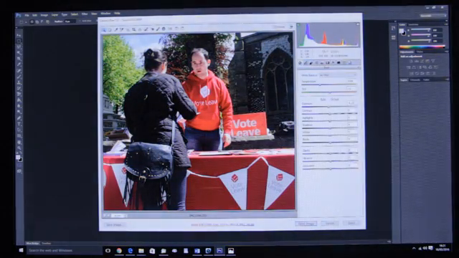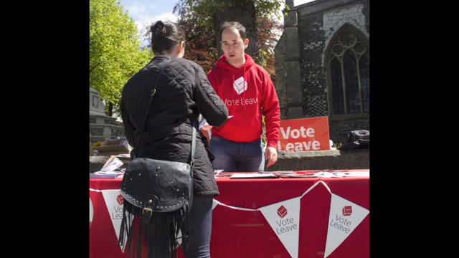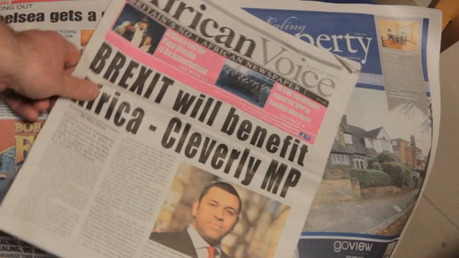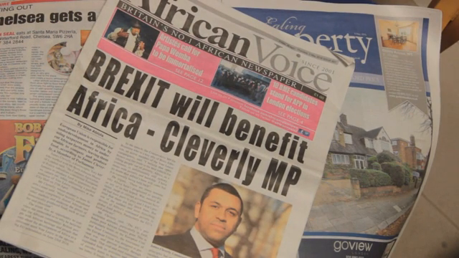Have a look at your local paper. Have a look at what style they like and try and offer them something in that style. The more people see your activity, the more people get the message.